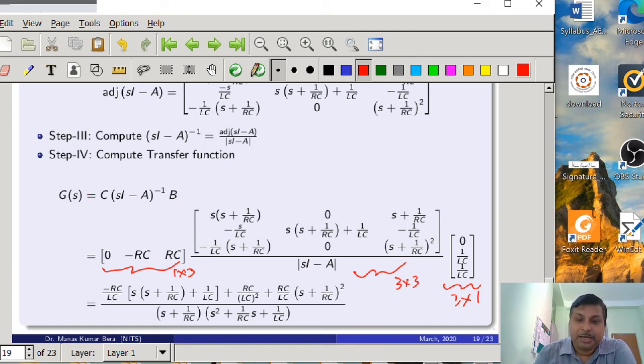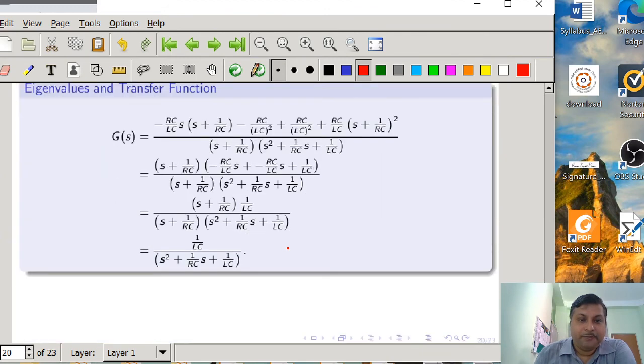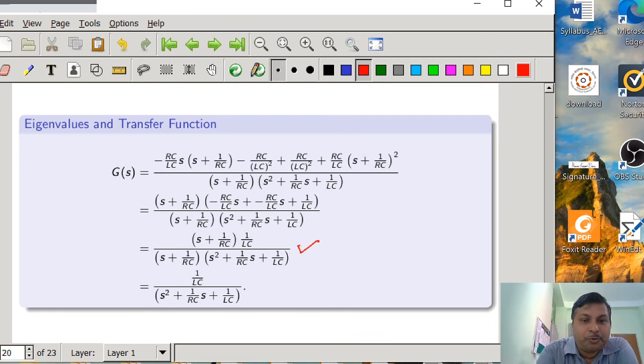But you will find that while following the steps, if you see the second last step for the computation of G(s), clearly you can see that there is a pole zero cancellation, that is s plus 1 by RC by s plus 1 by RC. So this pole and zero are going to be cancelled out, and then you are going to get the original transfer function back, that is 1 by LC over s square plus 1 by RC s plus 1 by LC. One thing is very much clear: if there is pole zero cancellation, then the degree of the polynomial of the transfer function may not match with the dimension of the A matrix.